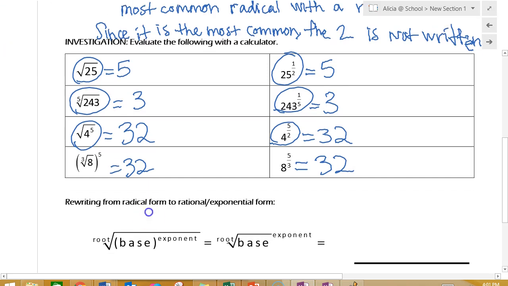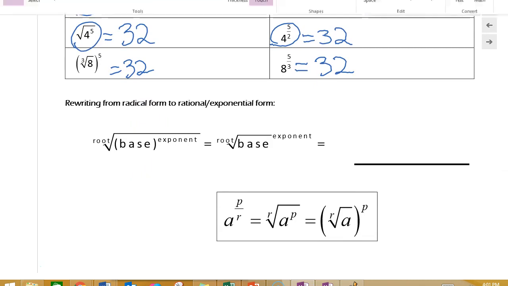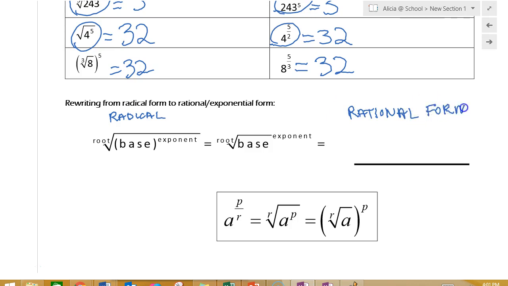Scrolling on up so we can kind of apply what we just seen is how we can convert things that are in radical form. So this is in radical form, right? And I want to get my radical form into something that is in rational. So remember that rational form is going to have a fraction exponent. Right? Fraction exponent.